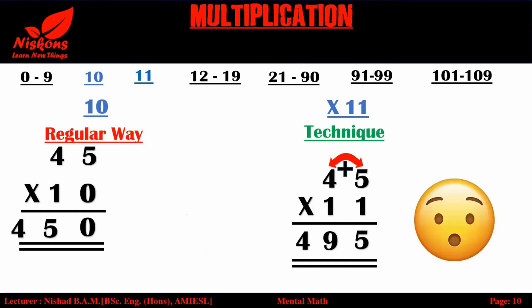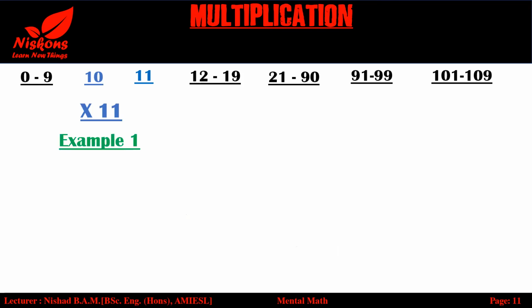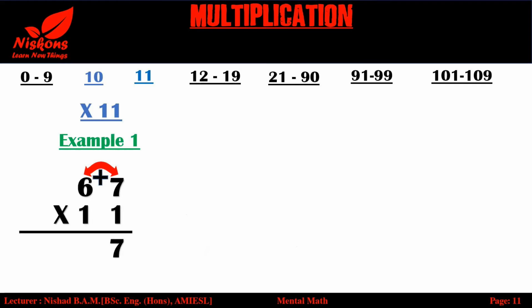Very easy, right? Let me give you another example. If you are going to multiply 67 times 11, we have to copy 7 and paste it here. The next step is to add these two numbers, 7 plus 6, which is equal to 13. So the 13 will be pasted here. And then copy the 6 and paste it here.